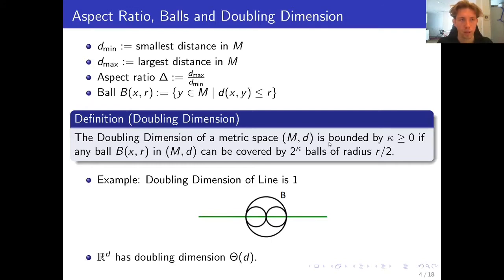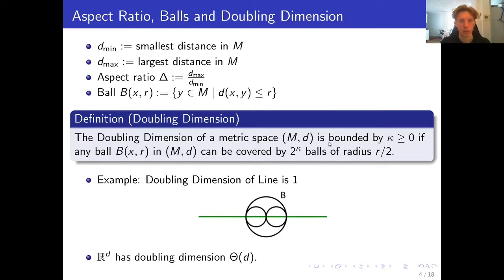Some further definitions. dmin is the smallest pairwise distance between 2 points in M. Dmax is the largest pairwise distance of points in M. The aspect ratio delta is dmax over dmin, and a ball B(x, r) is defined as the set of points in M where the distance between the point and x is smaller or equal than r.